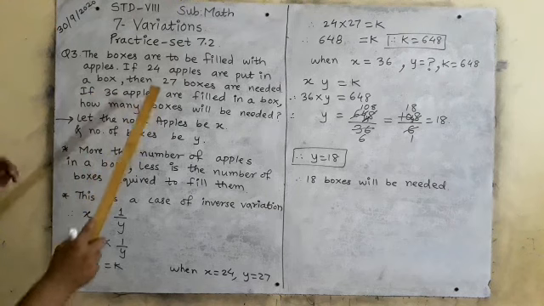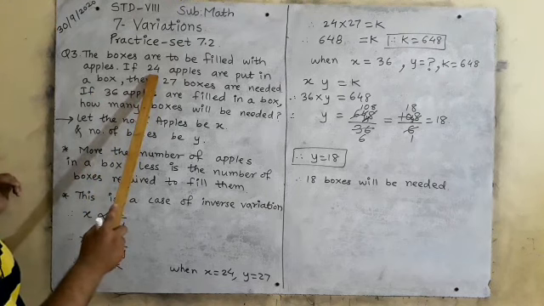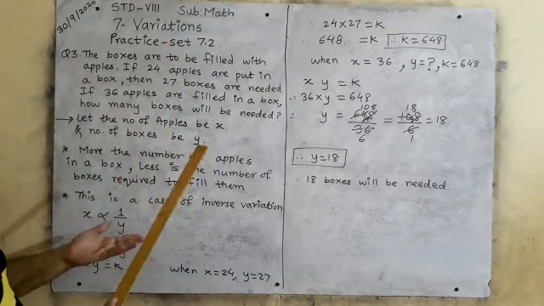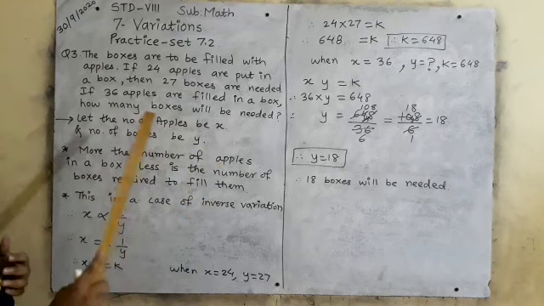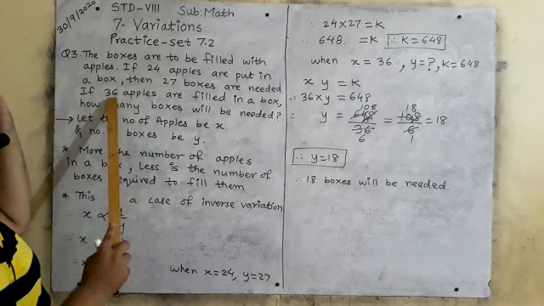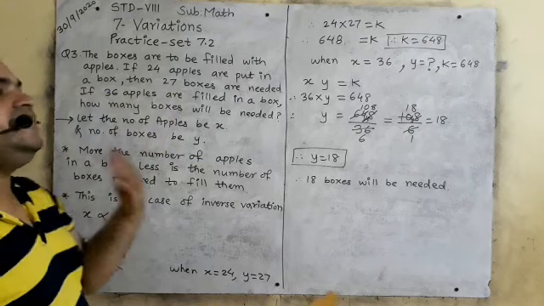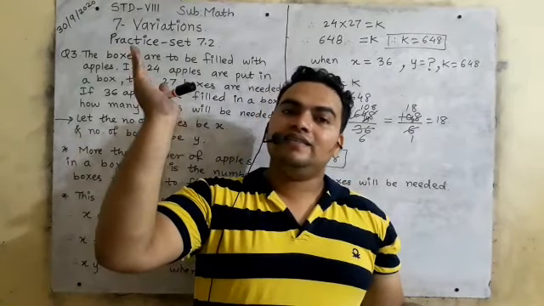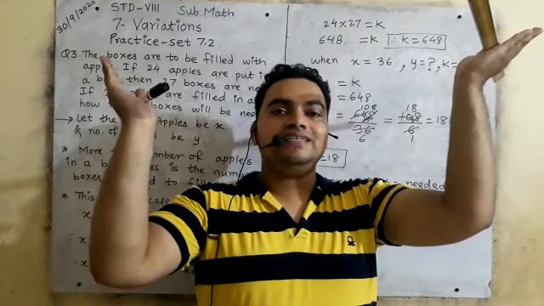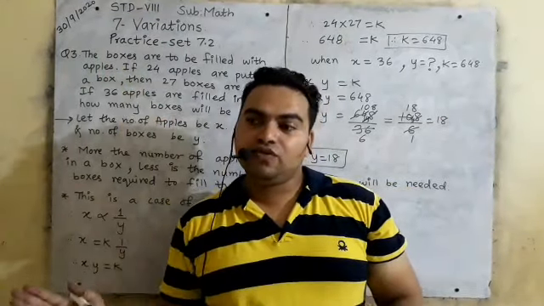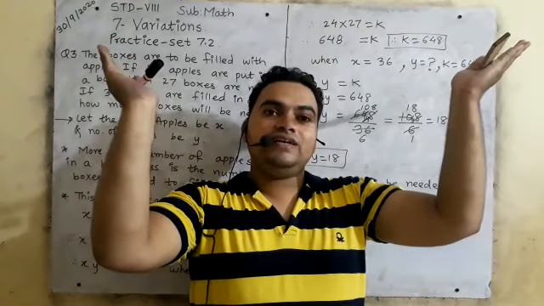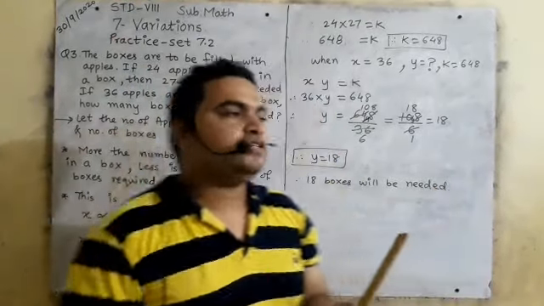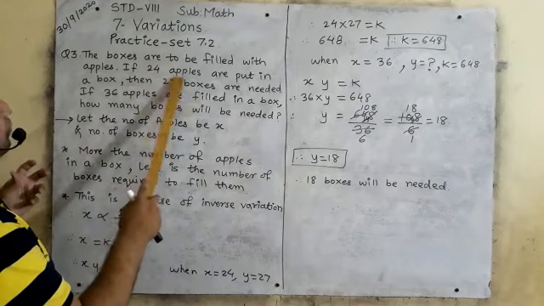If 36 apples, see, in the beginning how many apples did we put? 24 apples in a box. If we fill 36 apples in a box, then how many boxes will be needed? See, when the first quantity increases, the other quantity will decrease. You have learned in 7th standard: if the first quantity increases and the related quantity also increases, it is direct variation. But if the first quantity increases and the related quantity decreases, it is inverse variation. Is it clear?